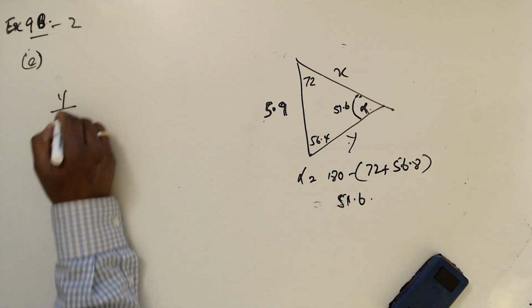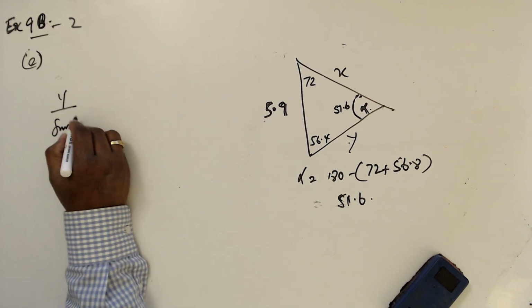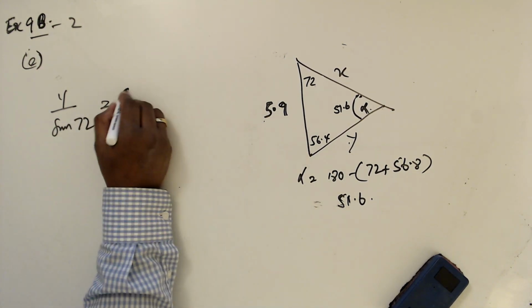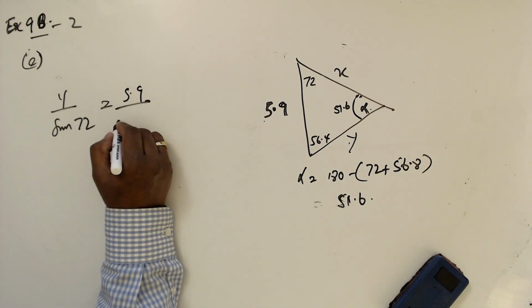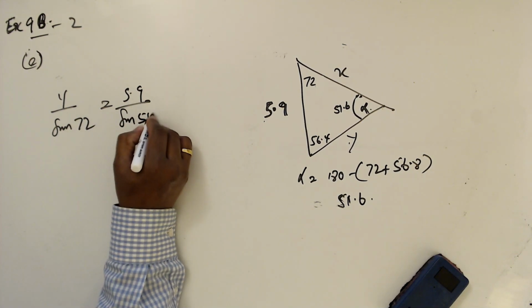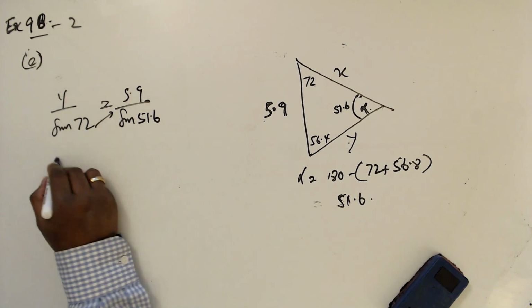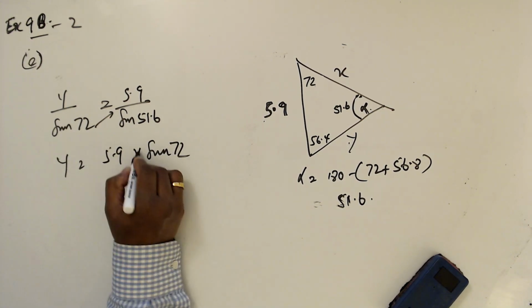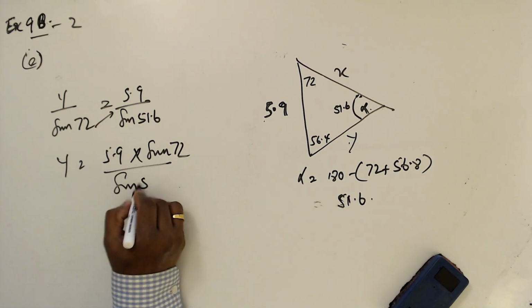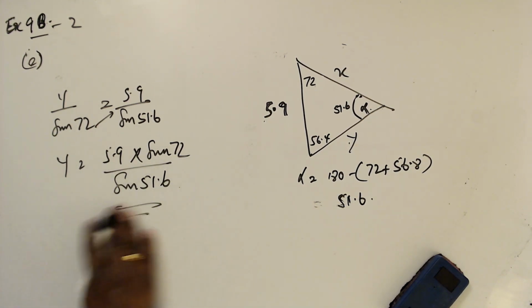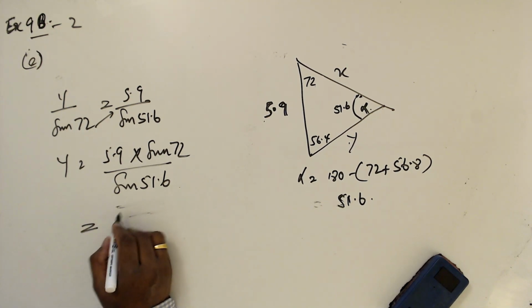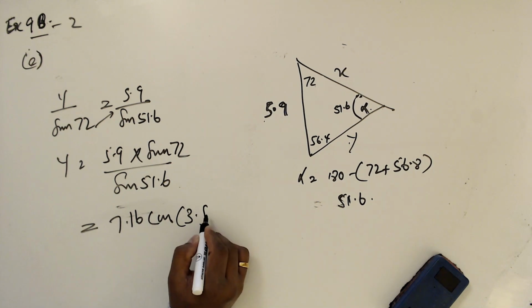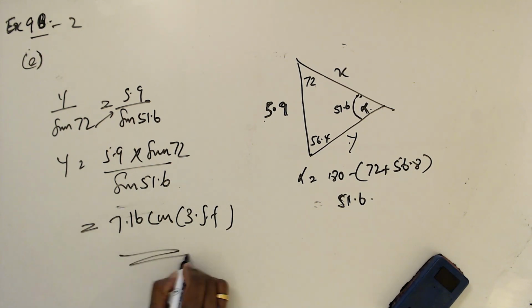Now we need to find y. y over sine 72 equals 5.9 over sine 51.6. Then cross multiply: y equals 5.9 times sine 72 over sine 51.6. So this is 7.6 centimeters, 3 significant figures.